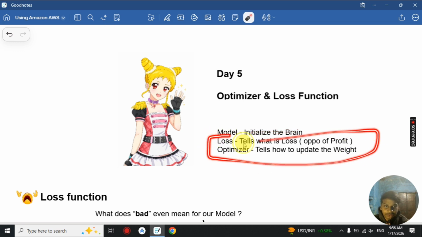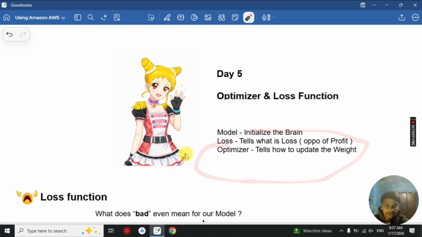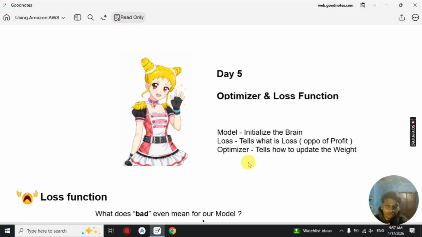First is the loss, which basically tells the deep learning part what actually counts as loss for our particular problem, and the optimizer tells basically how to update the weights to correct the loss. So basically the optimizer tells how to minimize the loss.